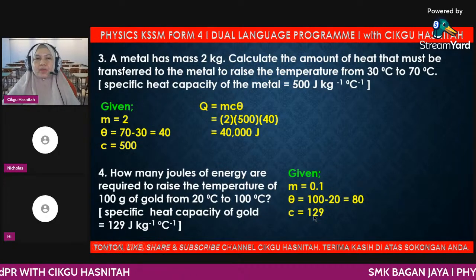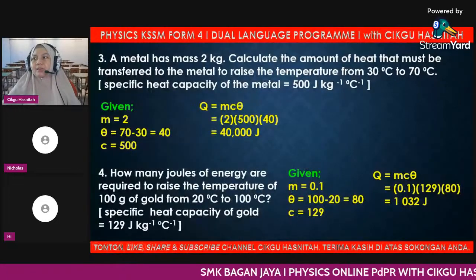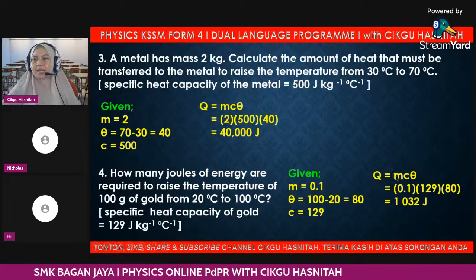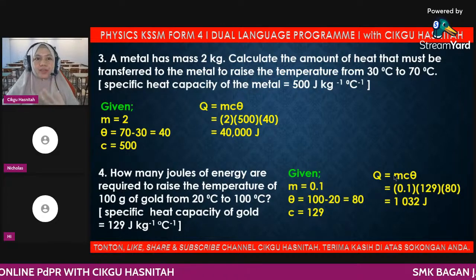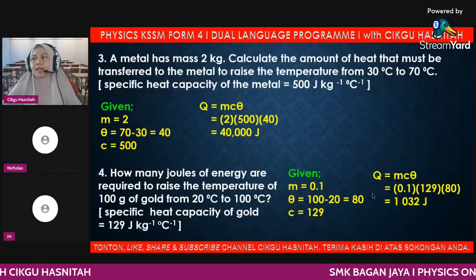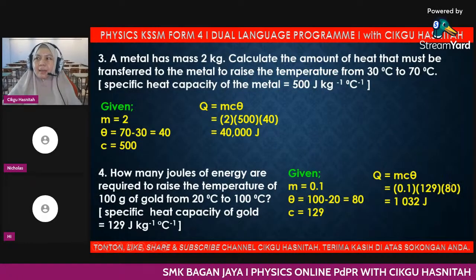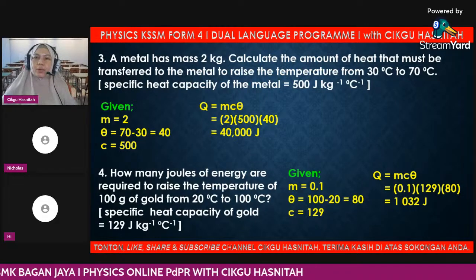So nothing difficult, nothing complex. Then you determine what formula we apply. Again, Q equals mc delta theta. So we are looking for this Q, the amount of heat required. The mass is 0.1, c is 129, temperature change is 80. So it will give you 1032 joule.